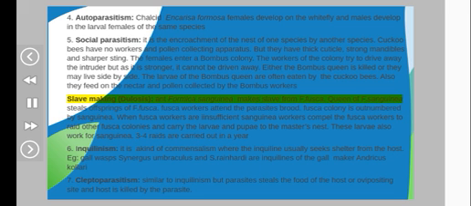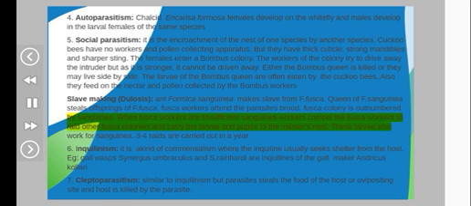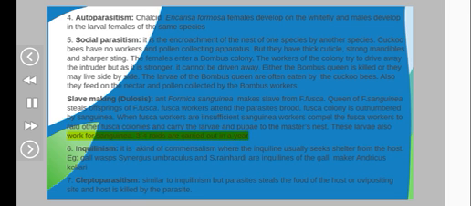Slave making, dulosis. Ant Formica sanguinea makes slaves from F. fusca. Queen of F. sanguinea steals offspring of F. fusca. Fusca workers attend the parasite's brood. Fusca colony is outnumbered by sanguinea. When fusca workers are insufficient, sanguinea workers compel the fusca workers to raid other fusca colonies and carry the larvae and pupae to the master's nest. These larvae also work for sanguinea. 3 to 4 raids are carried out in a year.